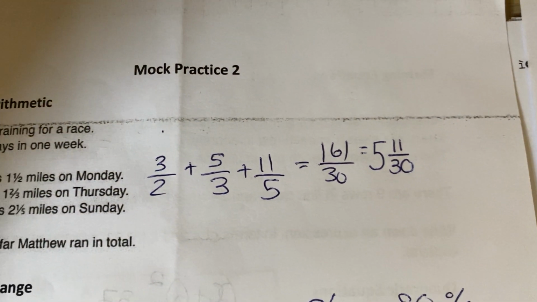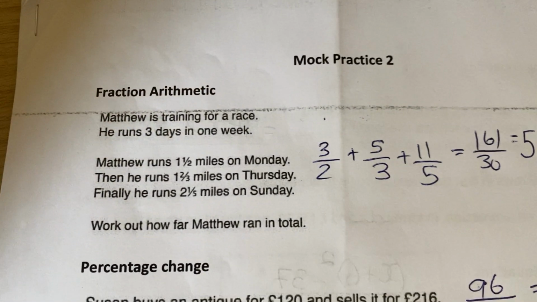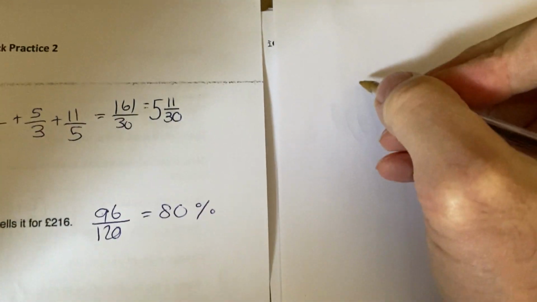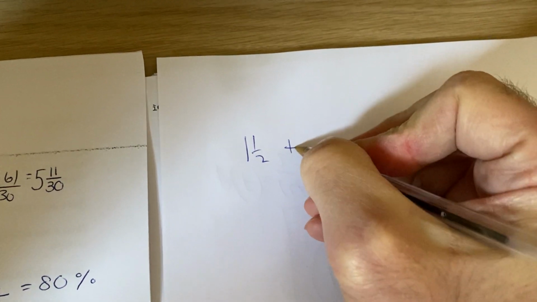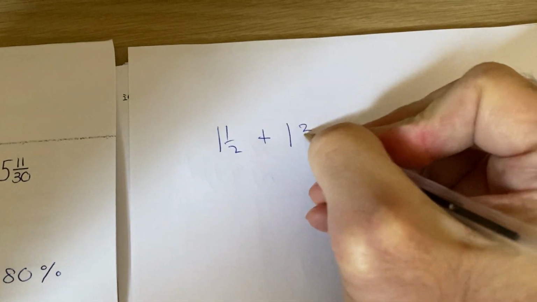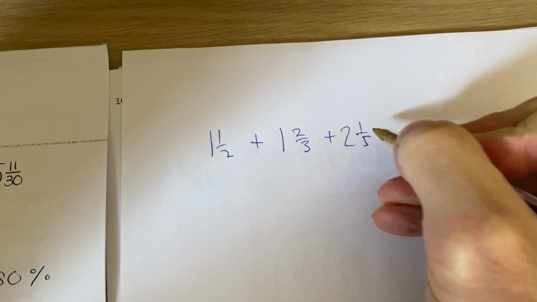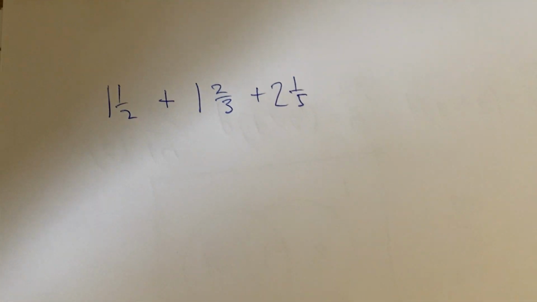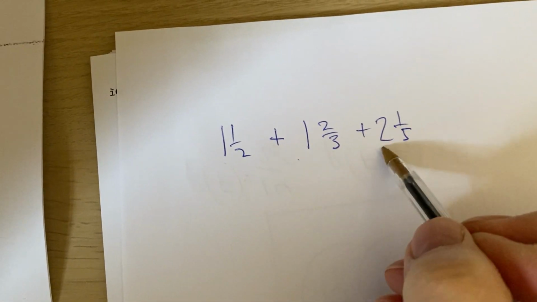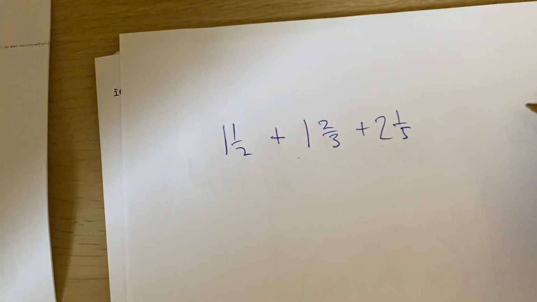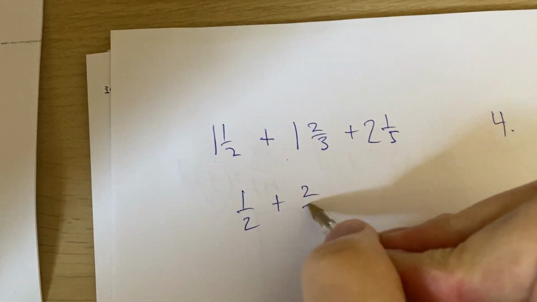The final answer is shown there. So let's just go through how that's worked out. So we know that it's 1.5. So here we go, 1.5 plus 1 2/3 plus 2 1/5. Okay, so really what you've got to do here, if you're adding it, you can just literally take the integers out and say, well, it's 1 plus 1 plus 2 is 4. And now I'm just going to literally add the fractions together.